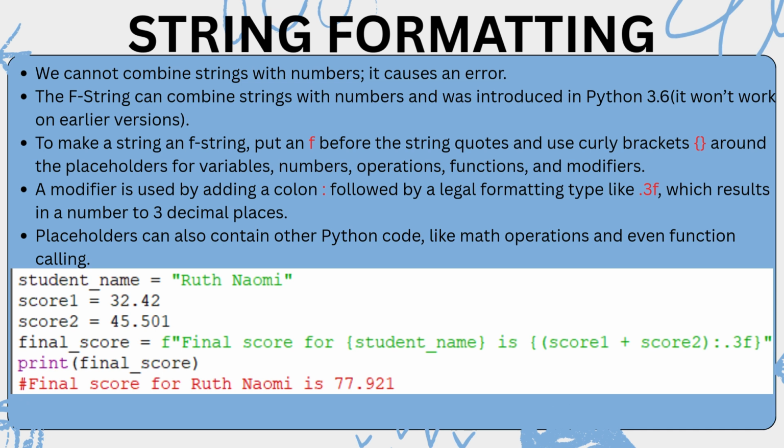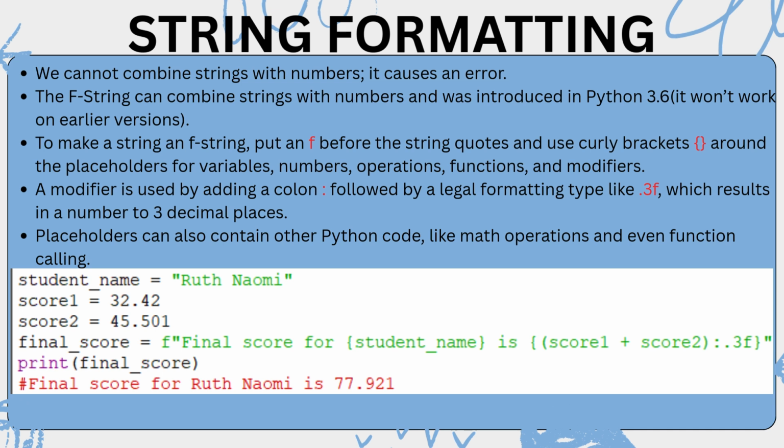And we have score. Let's say we want to put together the scores and give it as a statement. So we have the scores. First score on the first test is 32.42. And the score on the second test is 45.501. So I can have a variable called final score, which is the statement I want to give out. And I say F before it, because obviously I'm using an F string, so I can put it all together.